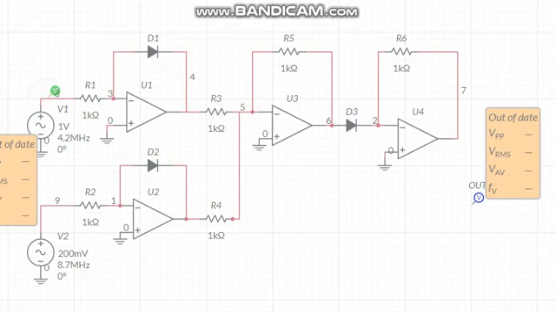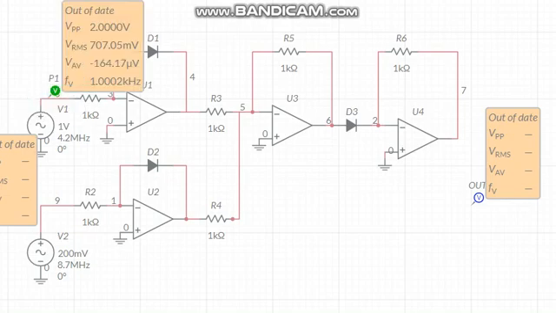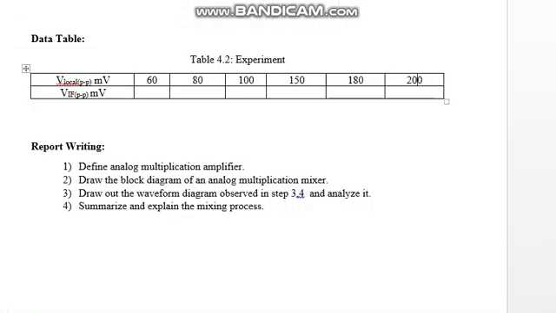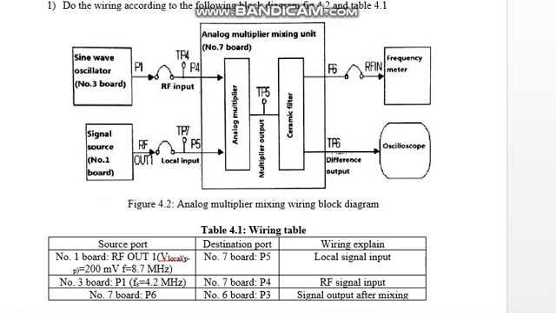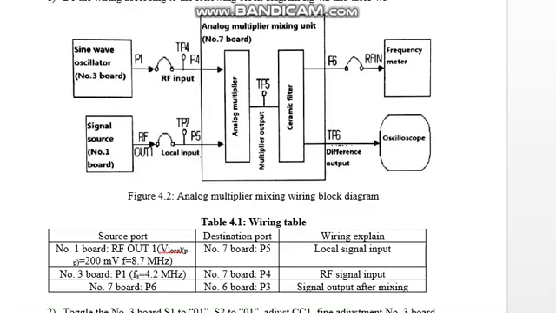First of all we have to take a probe here. That is the 2 volt peak to peak value, and that's the P1. As you can see here, that is the wiring, that is the P1 source, and lastly the RF output, that is the local input. So we have to vary that local input to find out the RF output, and we have to get the difference output of the oscillator.